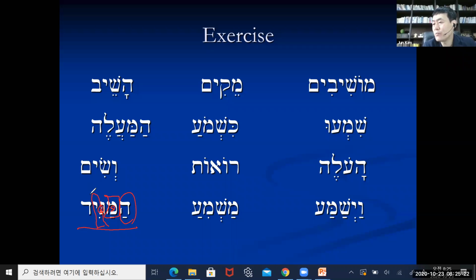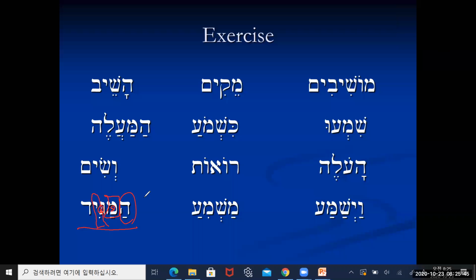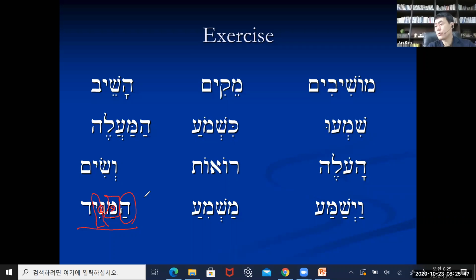So first nun verb. The root letters are nun, gimel, dalet. Nagat. And as we just discussed, the stem is Hifil and participle form. The preformative should be the definite article he. Okay, let's talk about this.